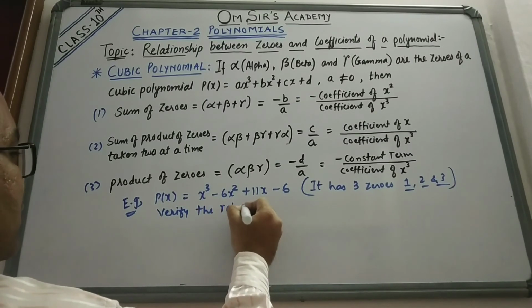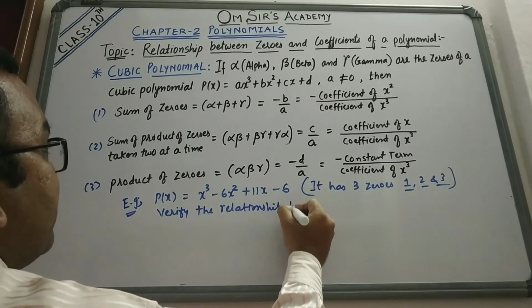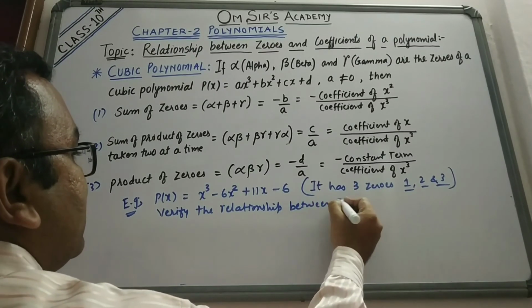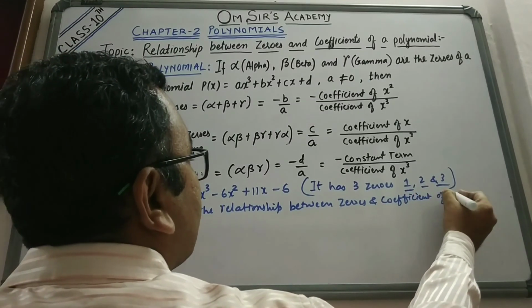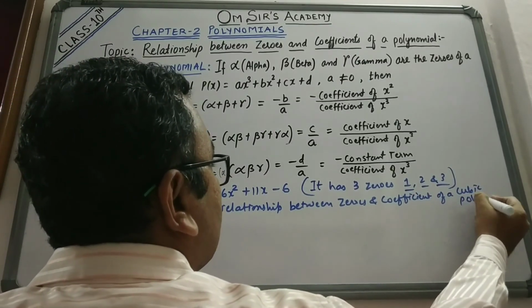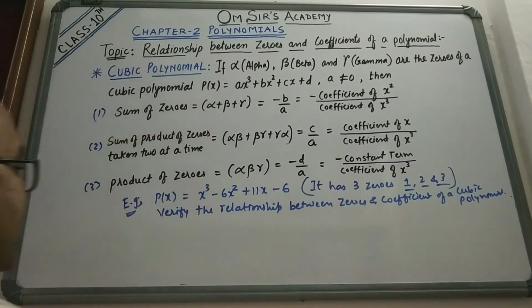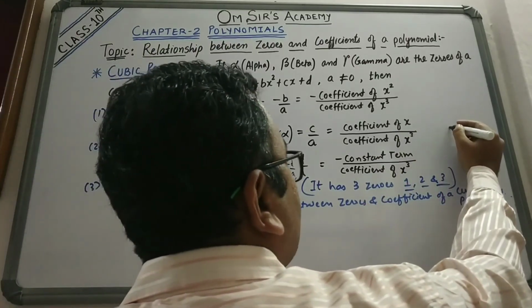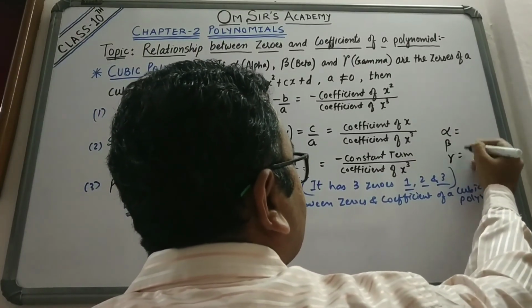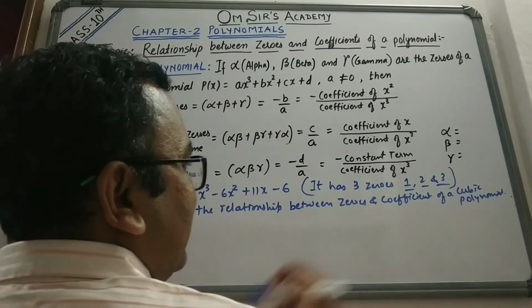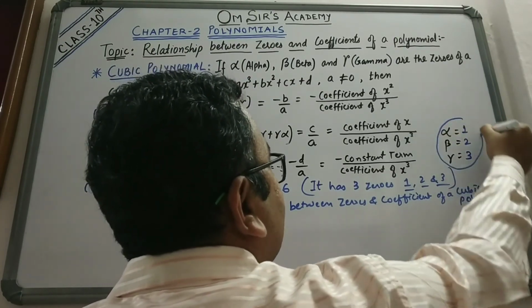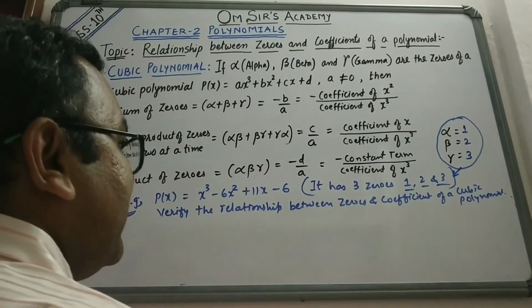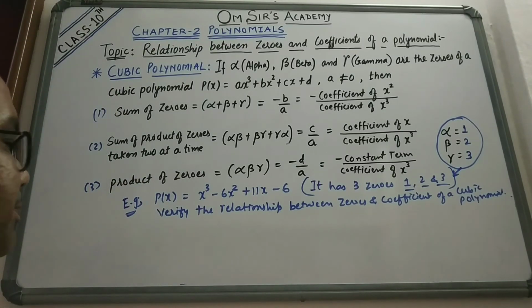Verify the relationship between zeros and coefficients of a cubic polynomial. So you are given 3 zeros. What will we take these 3 zeros as? We are taking alpha, beta and gamma. The first zero, anything you can take as alpha. First, alpha I am taking 1, beta I am taking 2 and gamma I am taking 3. So these 3 zeros I am taking as 1, 2 and 3, alpha, beta, gamma respectively.